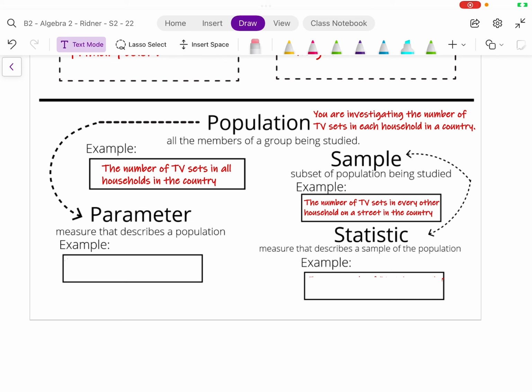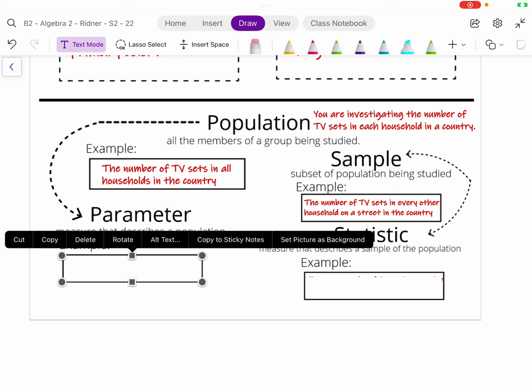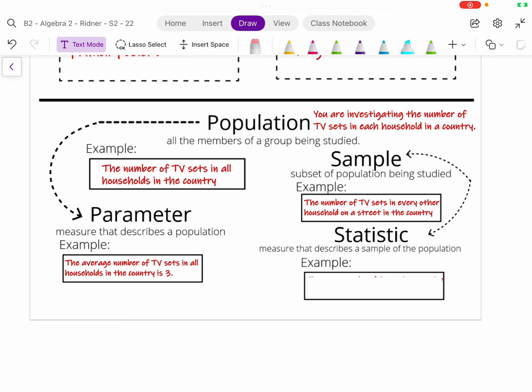Okay, and depending on your answers, the answers either come from a statistic or a parameter. A parameter comes from the population. So if I was able to get all the data from all the population, I could possibly get the answer that the average number of TV sets in all households in the country is 3. I want it known, I did not actually look that up, so that may be wrong, but that is an example of what a parameter is.